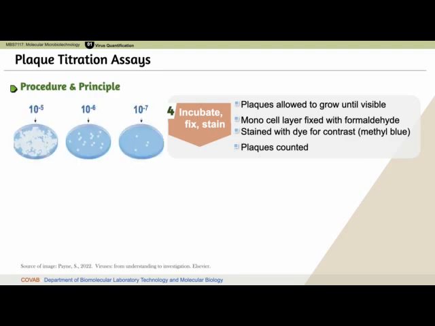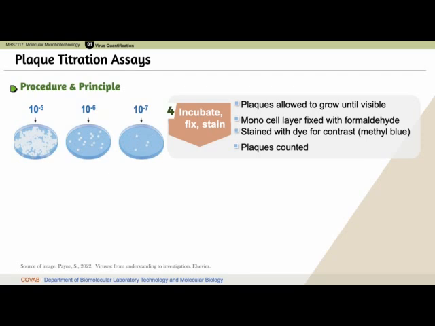So this is what we're going to see. Let's look at these plaques once again. With our virus at a concentration of 10 to the minus 5, we have many more plaques. When we dilute our virus to 10 to the minus 6, there's fewer virion particles there, so we have fewer plaques. When we dilute it to 10 to the minus 7, we have even fewer plaques.